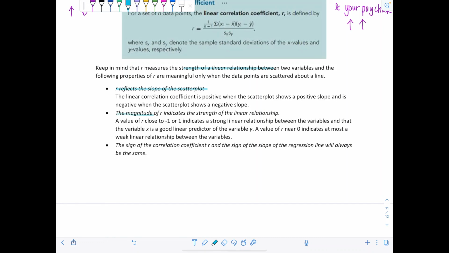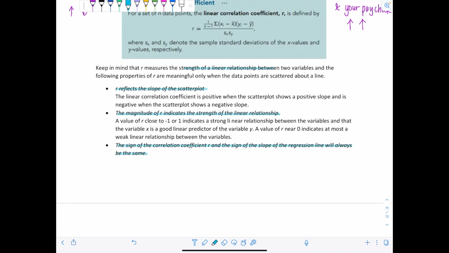The magnitude or absolute value of R indicates the strength of the linear relationship. So a value of R that's close to -1 or +1 indicates a strong linear relationship between the variables. And then we could say that the variable X is a good linear predictor of the variable Y. If you have a value of R near 0, then it indicates at most a weak linear relationship between the variables. And the sign of the correlation coefficient R and the sign of the slope of the regression line will always be the same, okay? So both should be positive or both should be negative.